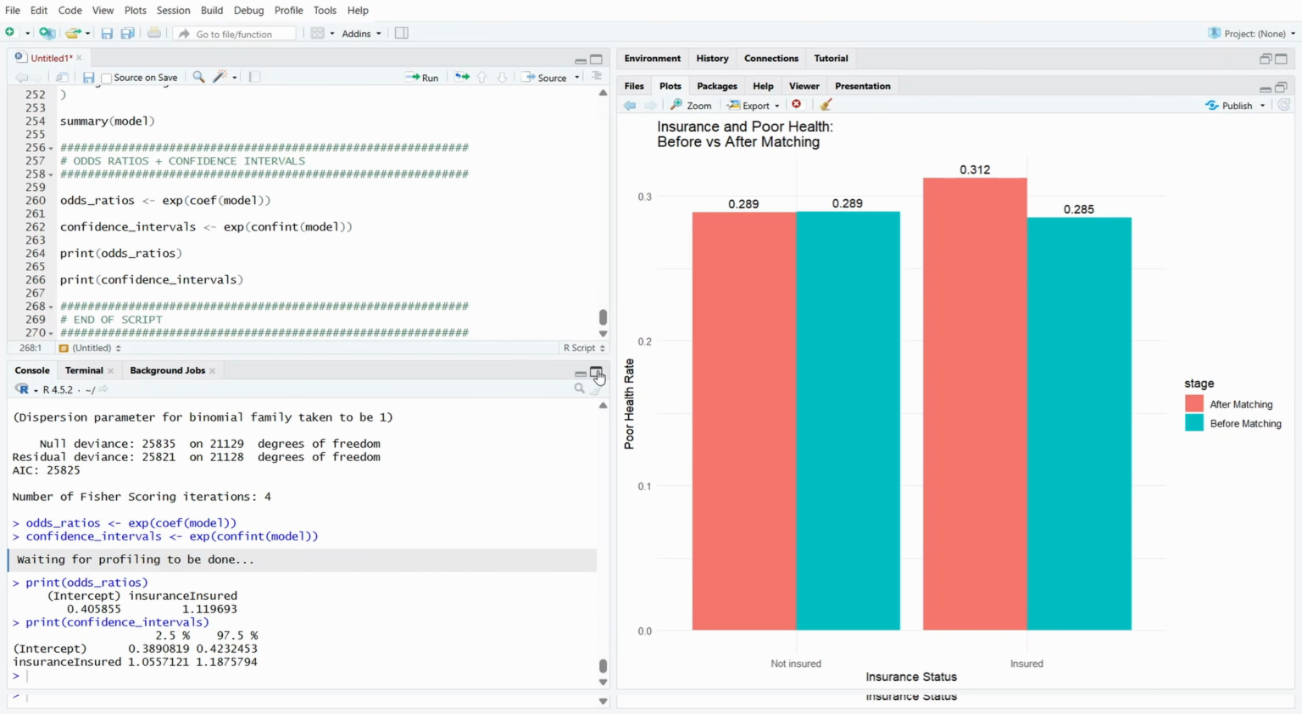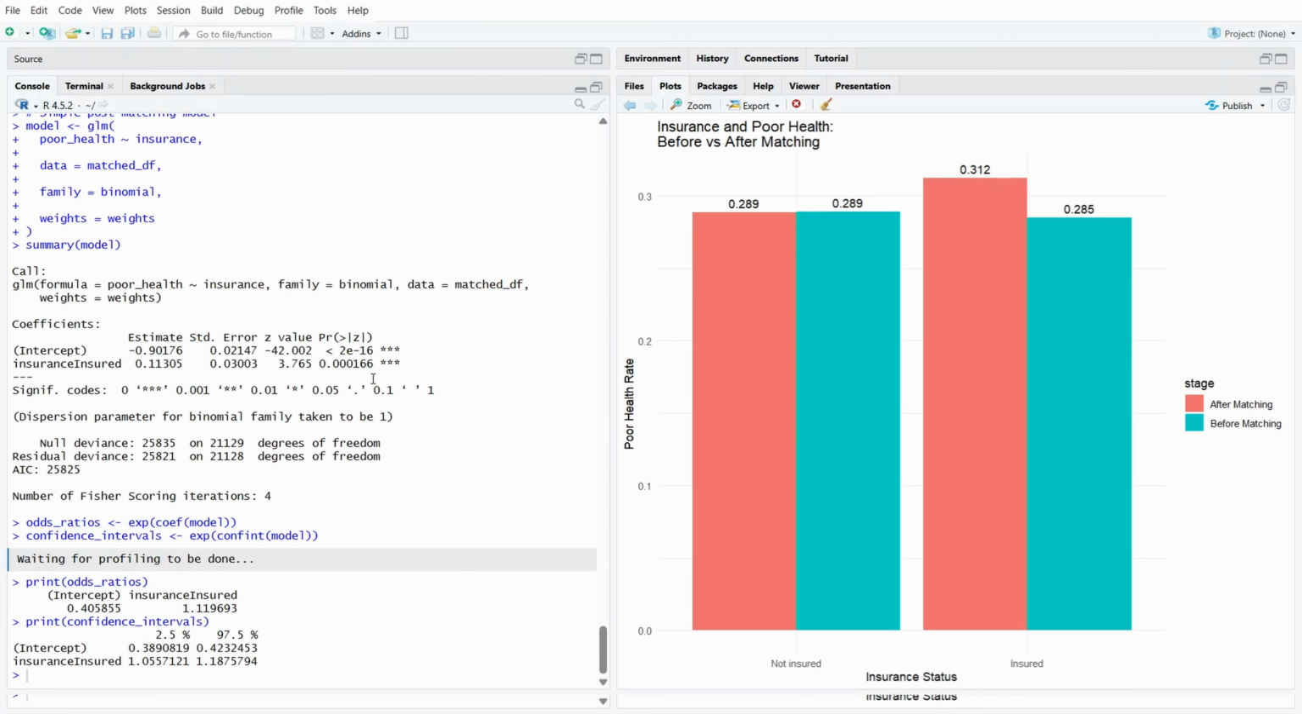Now let's unpack our results. This model estimates the association between insurance status and the odds of reporting poor health after propensity score matching has already balanced the observed covariates. Let's start with the insurance coefficient. The estimate for insured individuals is 0.113, with a highly statistically significant p-value of 0.000166, which tells us that the association is unlikely to be due to random chance.